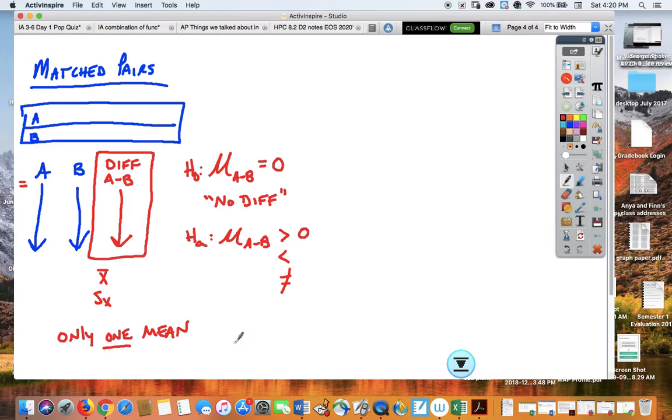There's only one mean in this problem, and it's the mean of the differences. So when you're writing it out, you would be interested in the true mean difference. So it's singular. There's only one.